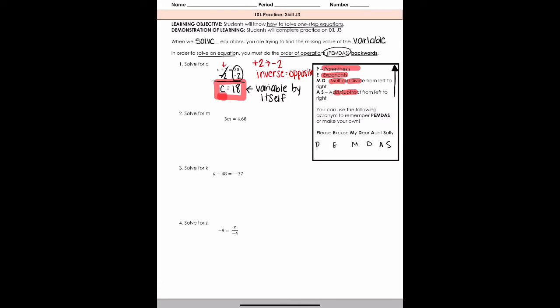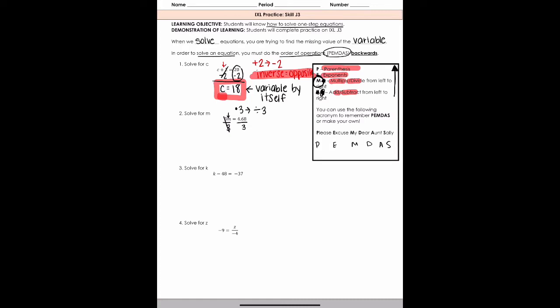Number 2, I'm going to start with subtraction. I don't have any subtraction in here on number 2, so I go to addition. There is no addition, but there is multiplication. No division, there is multiplication. So I have this M here multiplied by 3. And the opposite of multiply by 3 is divide by 3. Remember, I'm doing that inverse operation. Inverse is the opposite. So the opposite of multiply by 3 is divide by 3 on both sides.